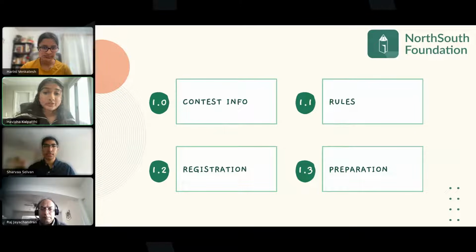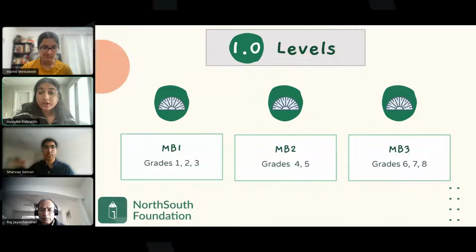Okay, so now I just want to run through some information about the North-South contest itself. So starting off with the 3 levels to the Math B specifically, there's MB1, MB2, and MB3, and they're split up into grades 1, 2, and 3, 4, 5, and then 6, 7, and 8, respectively.